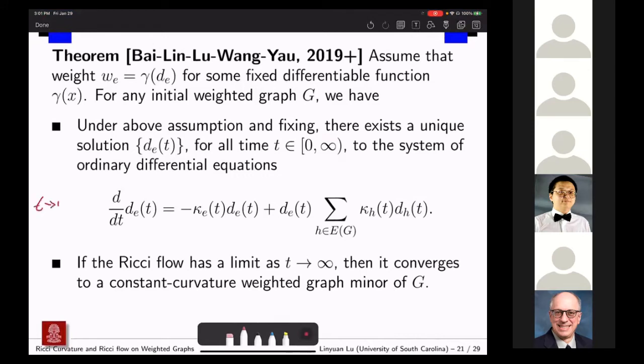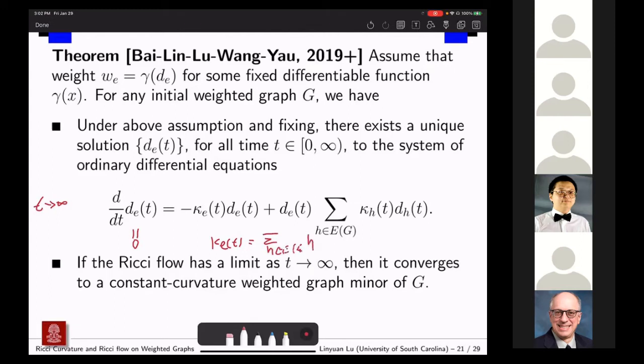Okay, t equal to infinity, and this will become zero, if it converges. And you get it here. So here you can solve that the curvature Ke of t equals, you cancel this one, it's just the summation of the other things.